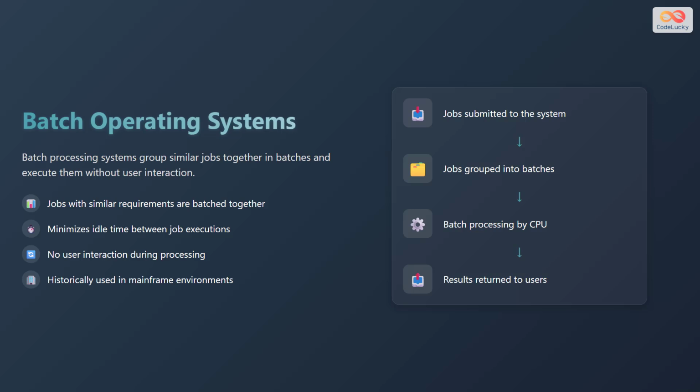However, there is no user interaction during the processing, which means you cannot make changes or receive immediate feedback. Historically, batch operating systems were widely used in mainframe environments for tasks like payroll processing and large data analysis.